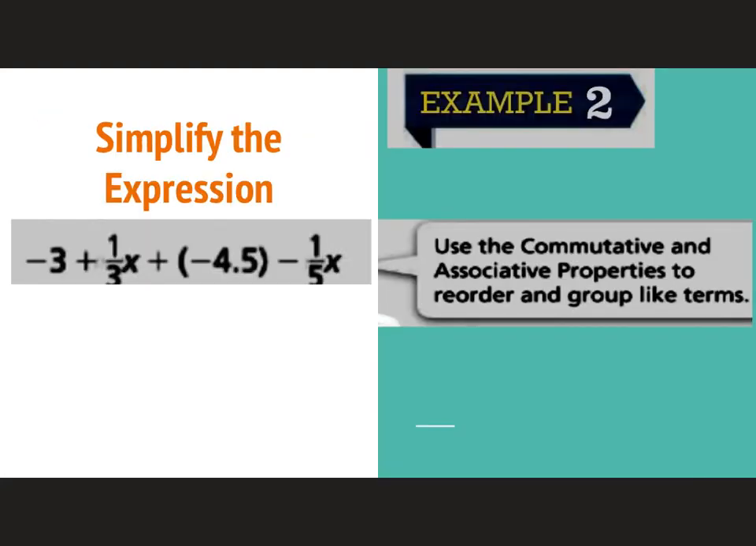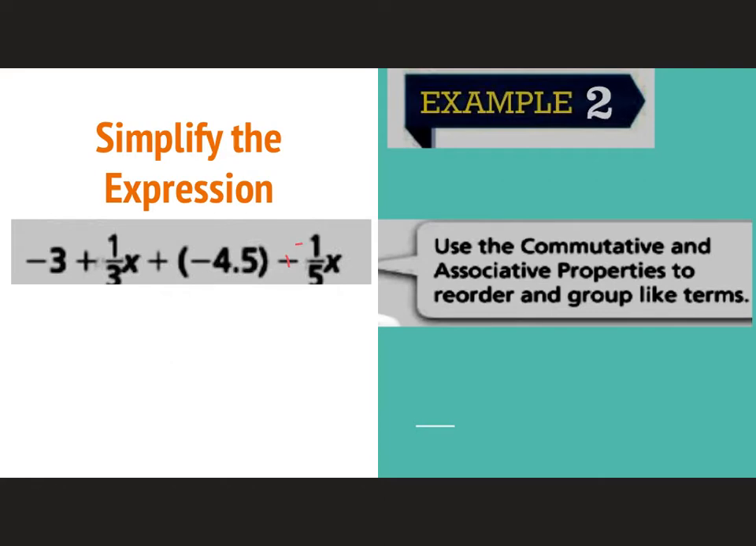So in example number 2, we're going to get a little more challenging, because now we're going to involve fractions and decimals. So the x's are in fractions and the constants have decimals, so that's kind of confusing. But let's go through and simplify this expression. I'm going to look through and make sure everything's addition. Here I have change subtract to add, and the second number, its opposite.